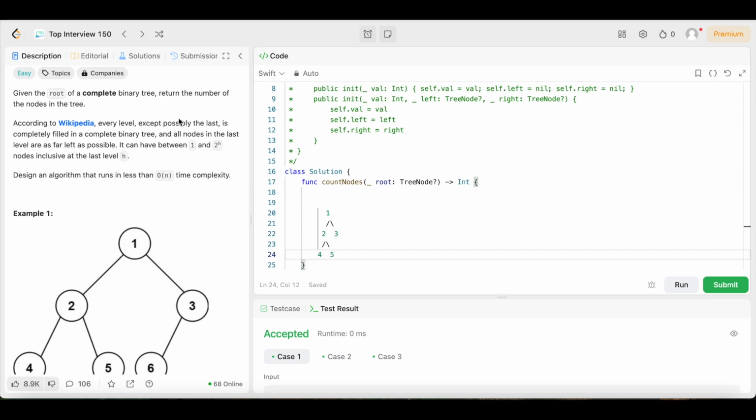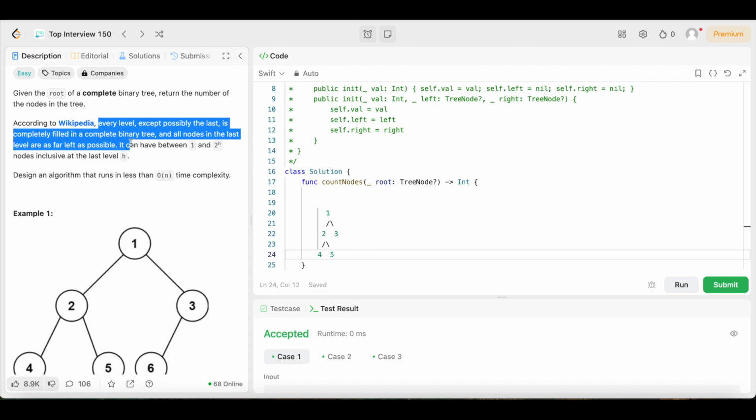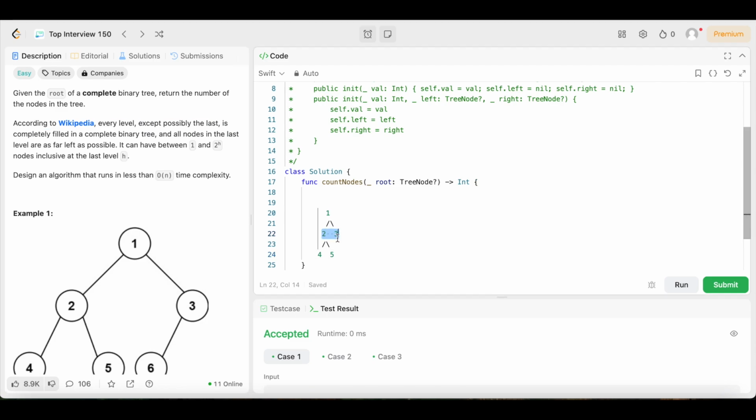One, every level except possibly the last is completely filled, right? That's the first requirement. So if you look at this binary tree, we only have the maximum number of nodes we can have, and the first level is the root node, 1. So we have that one root node, so that level is filled. Second level, the maximum nodes we can have in a binary tree is 2, right? So these nodes are filled. We have 2 nodes right here, 2 and 3.